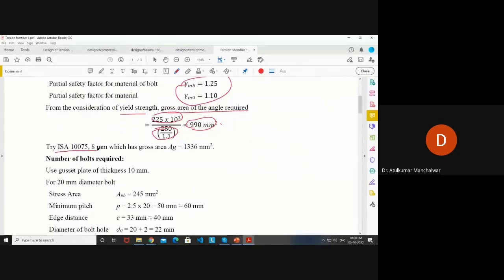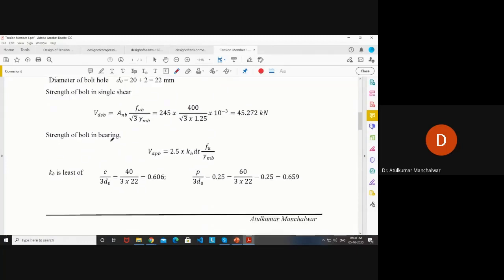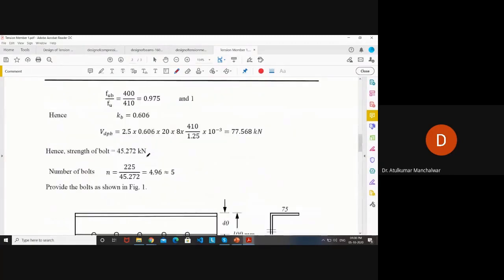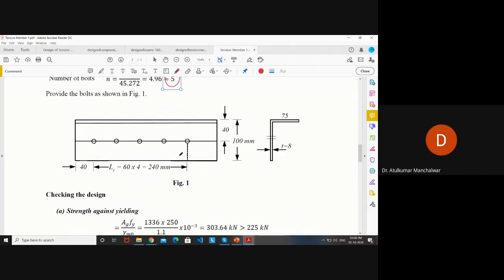So here I have selected the section ISA 100 by 75 by 8 mm, which has the gross area Ag equals 1300. It should be more than this value, so you can take any one. So use a gusset plate of 10 mm. That is the assumption. I told you there are steps to calculate a strength. So this is the bolt strength we have calculated. Depending on the bolt strength, we got the number of bolts here. So this is the number of bolts, 5. So 5 bolts are connected in line. This is your angle section.